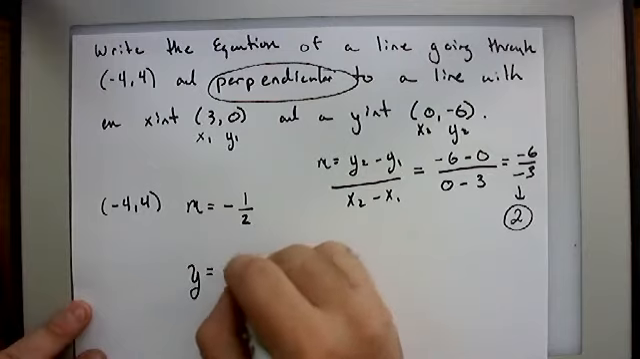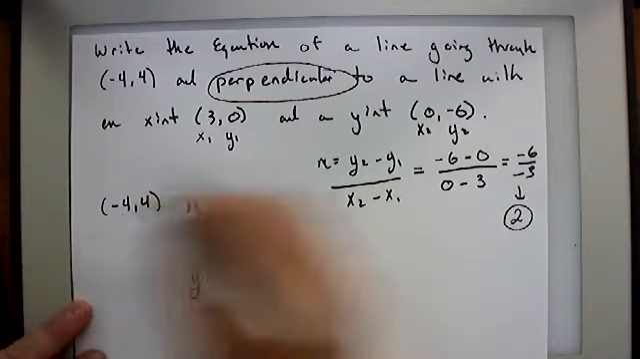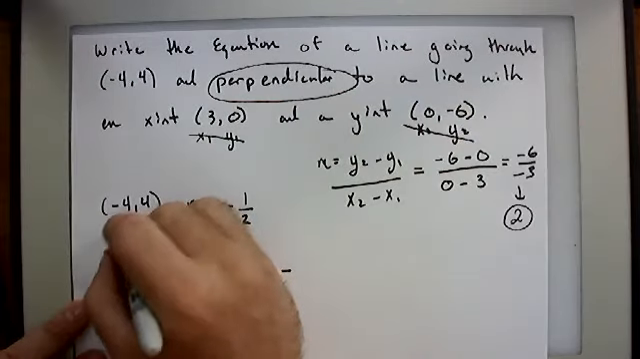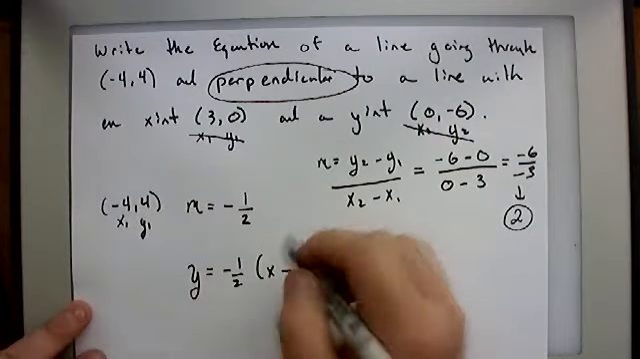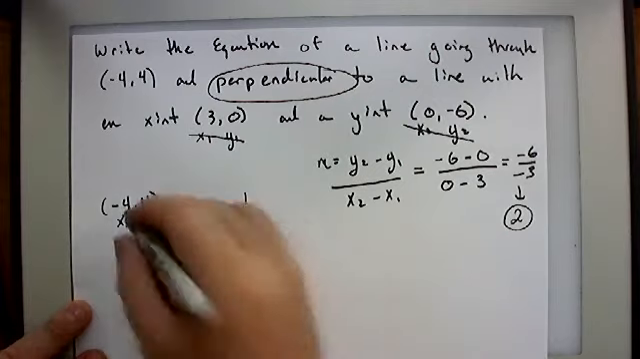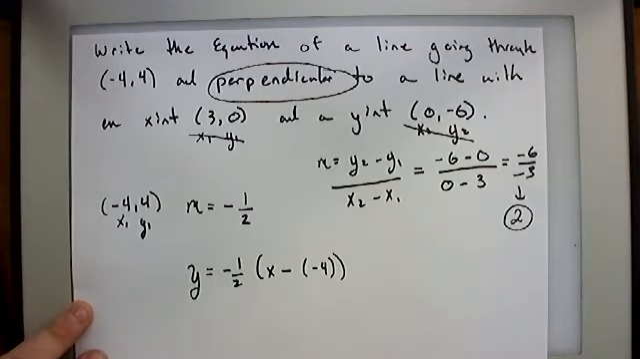y equals m (-1/2) times x minus x1. Now remember, we called that one x1 and y1, but those are not our points. We're done with those. This is your point. When you get down to point slope, make sure you're using your point and your slope, right? x minus x1, which is -4. Be careful with that double negative. That messes people up a lot.